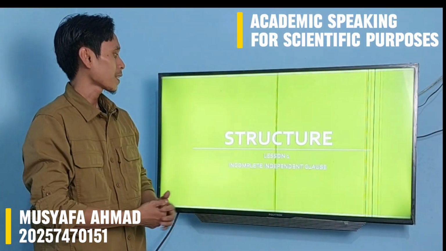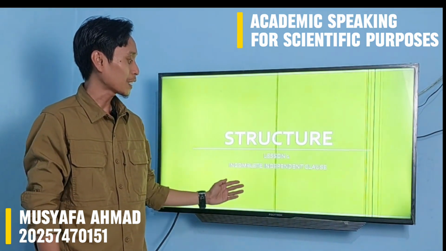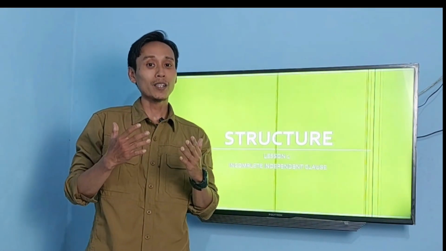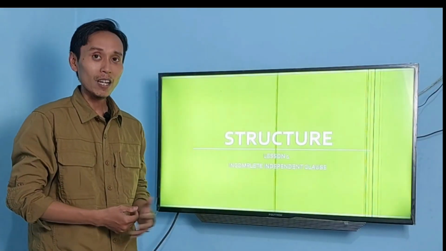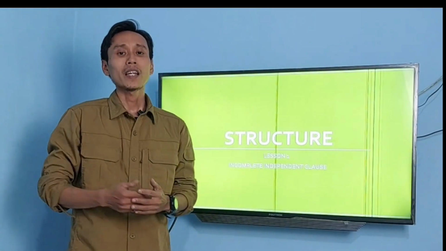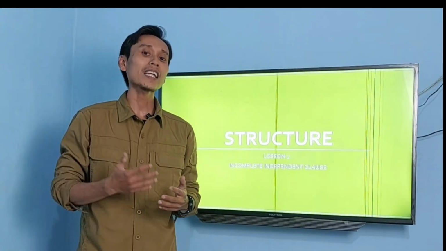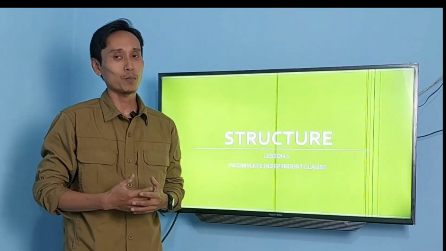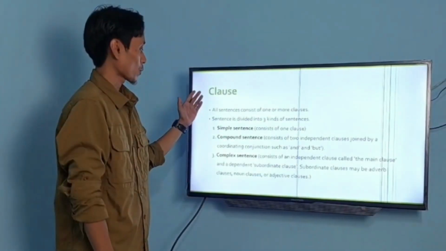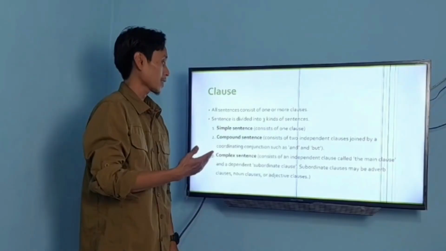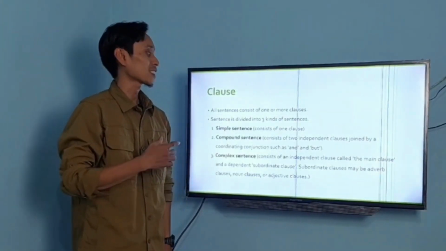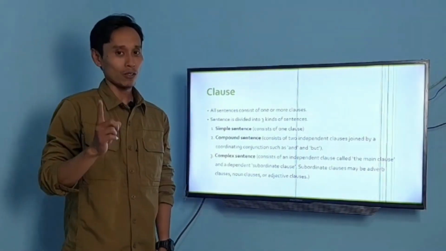And now, lesson one, incomplete independent clause. But before that, I want to share the meaning of independent clause. An independent clause is a group of words that contains a subject, a verb, and expresses a complete sentence. We have to know that all sentences consist of one or more clauses.